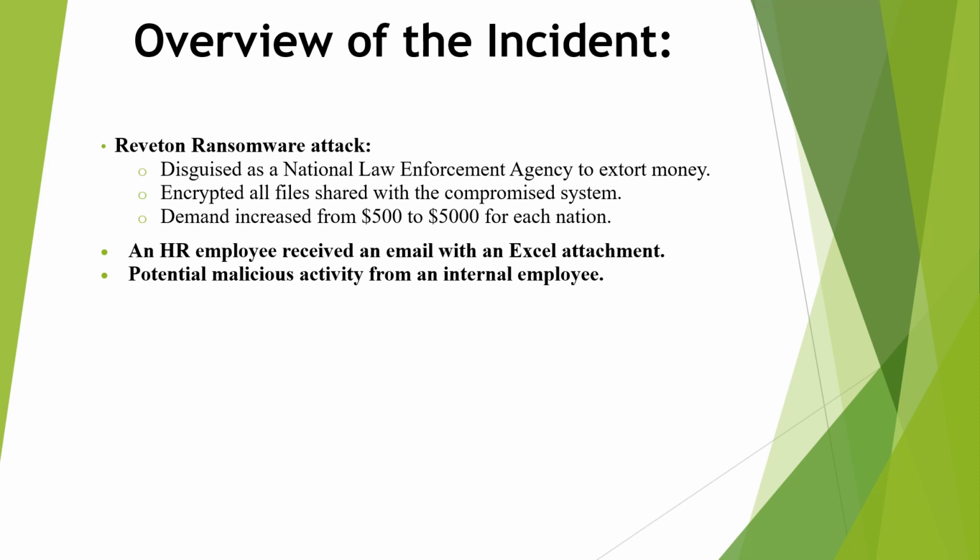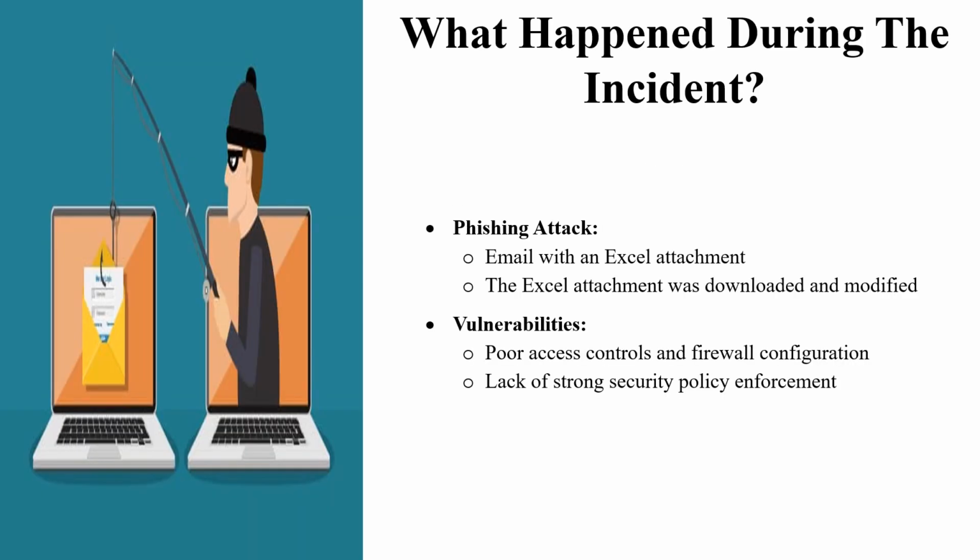When an HR employee got an email with a malicious Excel attachment, the ransomware attack infiltrated the network. With further investigation, potential malicious activity was discovered from an internal employee. The ransomware was spread by a phishing attack. As previously stated, the email with the Excel attachment seemed to come from a vendor. This attack was able to enter the network due to poor access controls and firewall configuration, as well as lack of strong security policy enforcement.